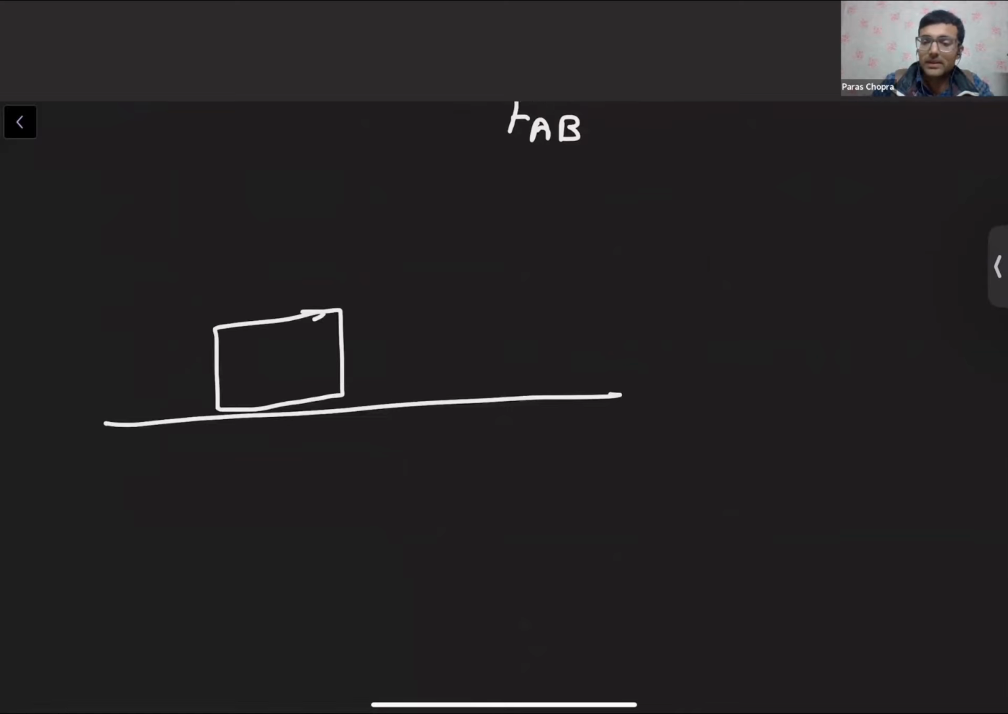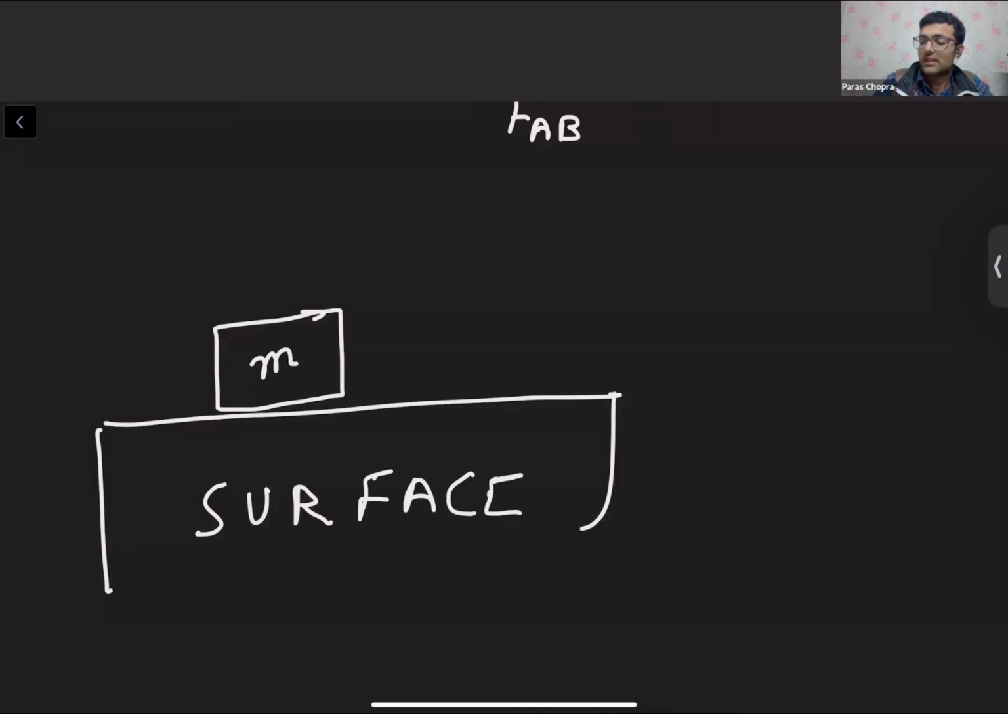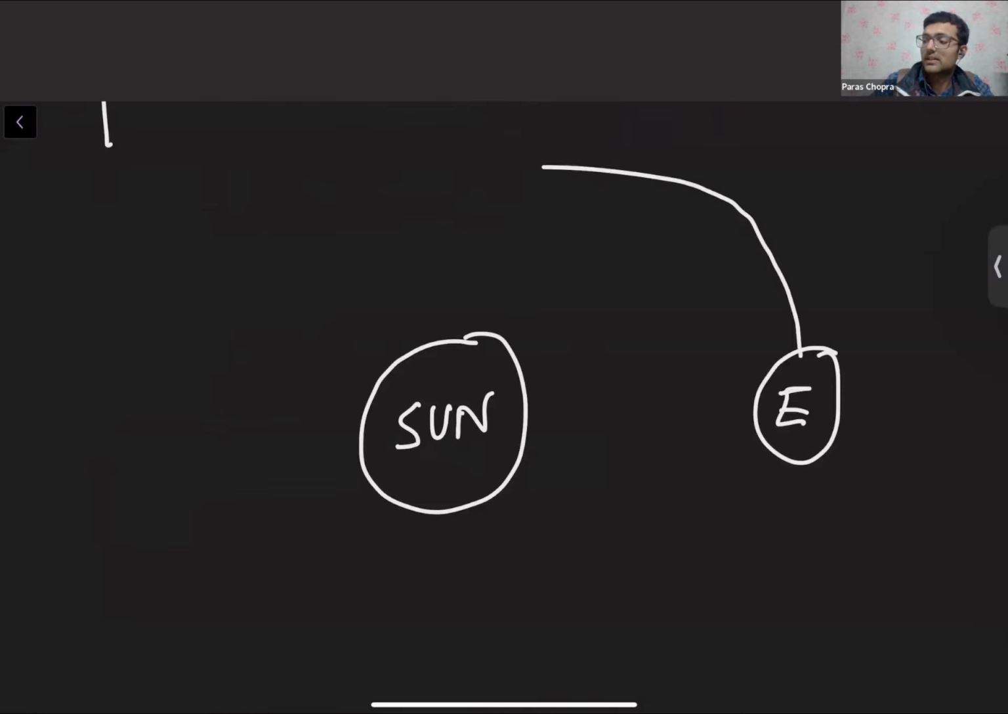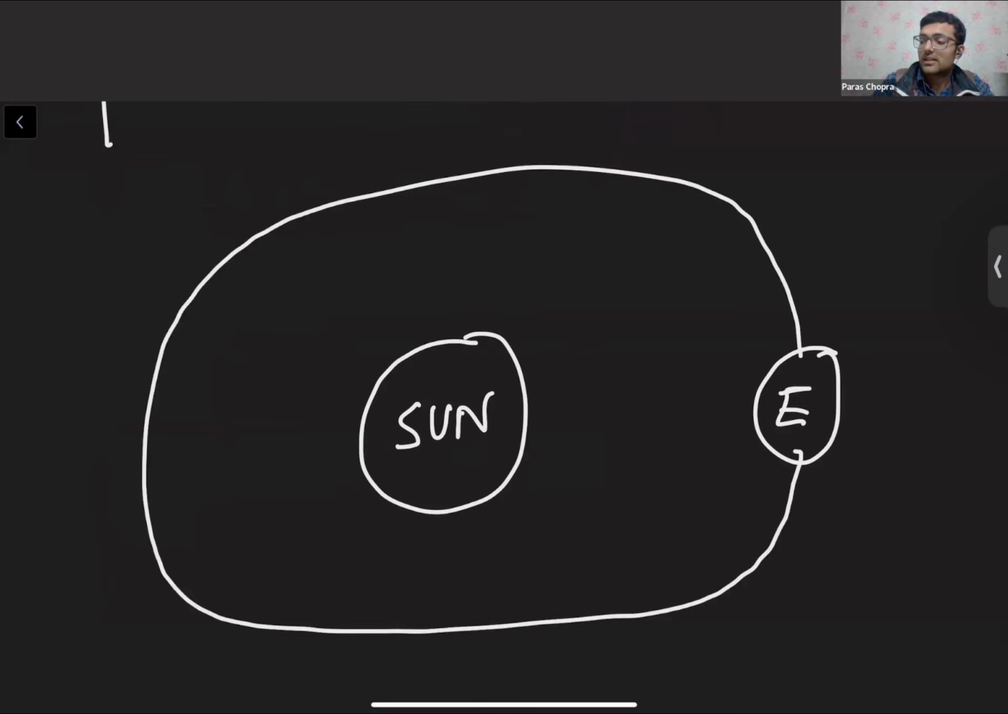Let's say a block of mass m is lying on the ground. This block will exert a normal force on the surface, and the surface will exert a normal force on the mass, which will be the same value but in the opposite direction. Another example is the gravitational sun-earth system. The earth is orbiting the sun in an elliptical path. The earth is being attracted by the sun with a force of gravity, and the sun is also being attracted towards the earth with the same force of gravity, but in the opposite direction.